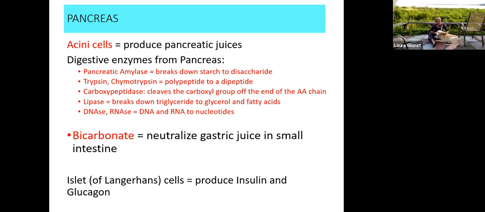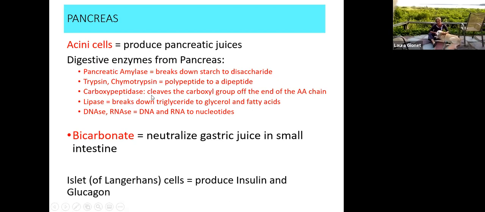The enzymes it contains are pancreatic amylase. In the mouth, we had salivary amylase. Now we have pancreatic amylase that does the same thing. It's going to continue the breakdown of polysaccharides to disaccharides, or starch to disaccharide, because starch is a polysaccharide. We also produce trypsin and chymotrypsin that continue the process that started in the stomach, breaking down a polypeptide to a dipeptide.